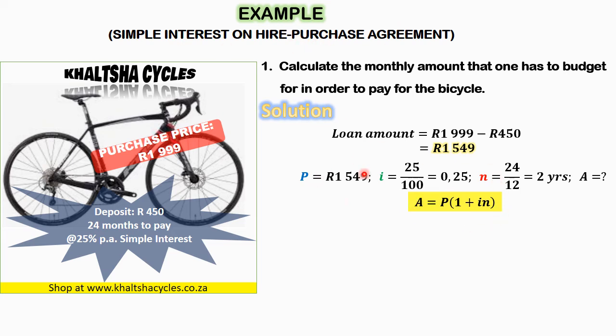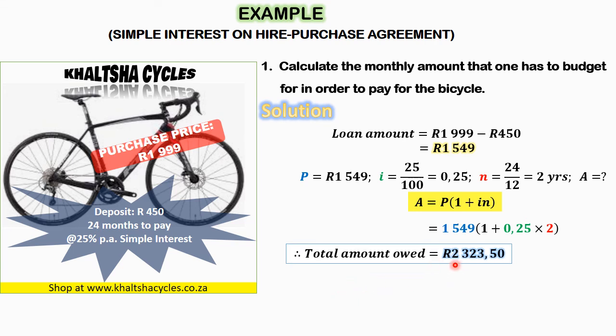Now, what is left for you is just to substitute and play your maths. So you substitute here, your P is 1,549, and then 1 plus your I is 0.25 multiplied by 2. If you punch this correctly in your calculator, in the correct mode, then it will give you a total of 2,323 rand 50 cents. So this is the amount owed. This is the amount that we are owing Culture Cycles.